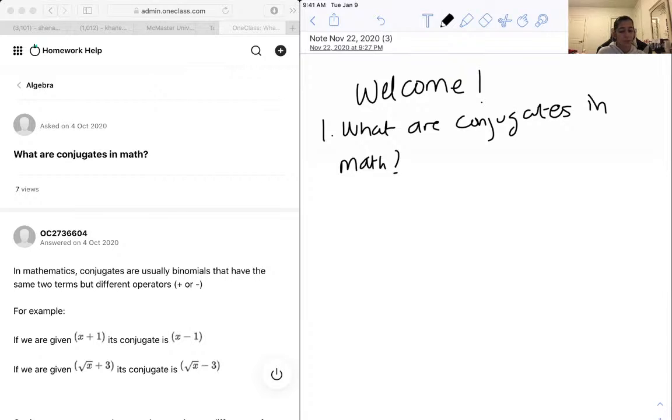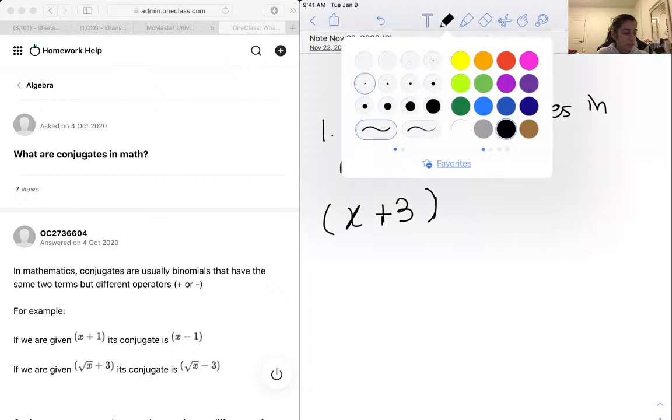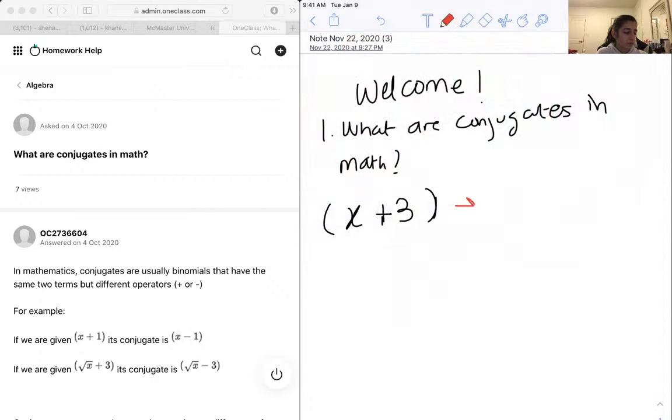So for example, if we have an equation as x plus 3, its conjugate is going to be, so the operation, that is what's going to change. It's going to turn into the opposite. The opposite of addition is subtraction, and the opposite of subtraction is addition. So this is going to turn into x minus 3. So that is its conjugate.